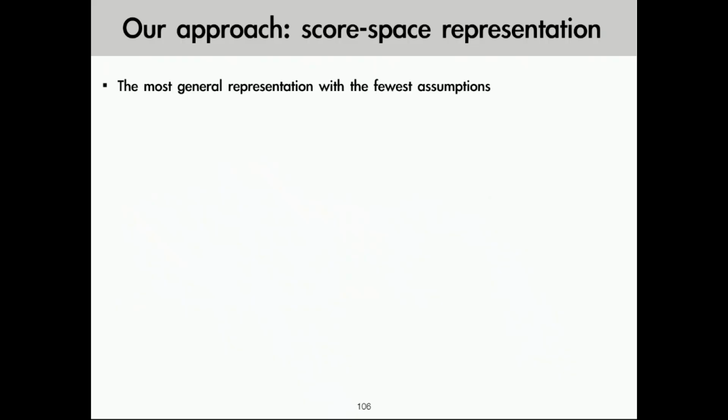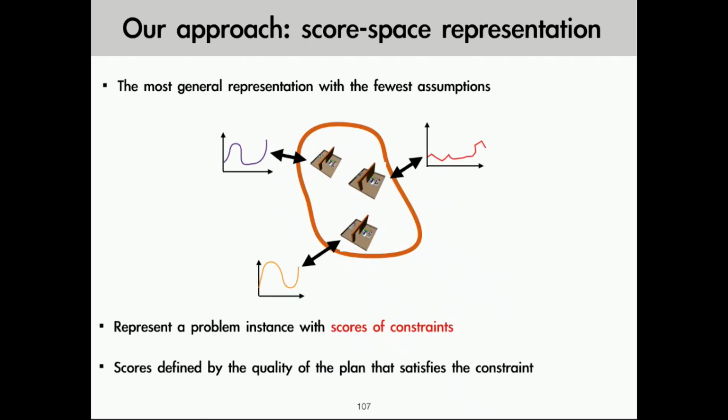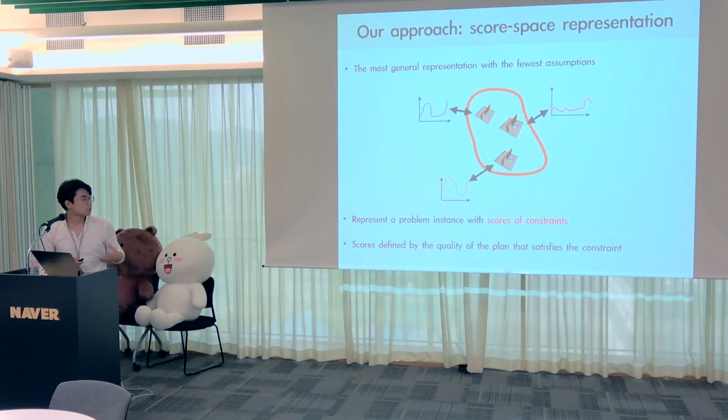What we propose is quite different from what people have used in the traditional machine learning literature. We want to propose the most general representation with the fewest assumptions. This particular representation is called a score space representation, where we represent a problem instance with the scores of constraints. For example, if you have a space of problems, then each problem instance has a corresponding score space representation, where the x-axis of this function is constraints, and the y-axis is the scores of these constraints. These scores represent the quality of the plans that satisfy the constraints.